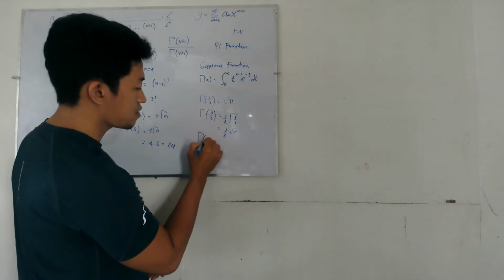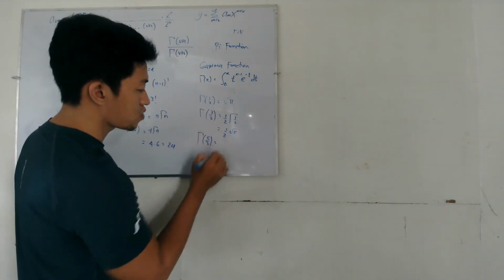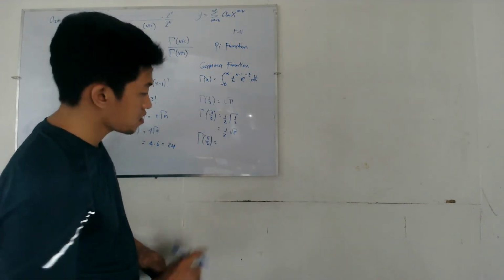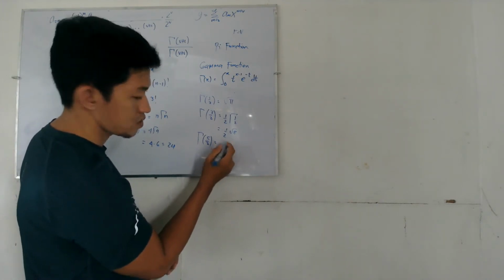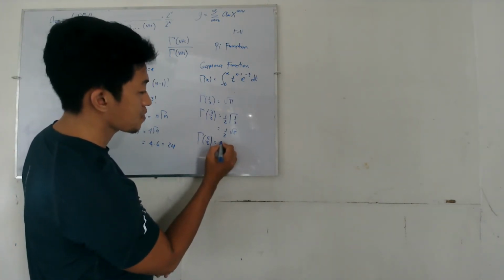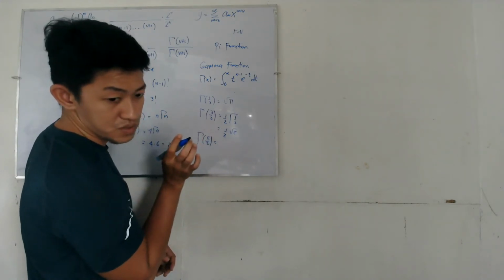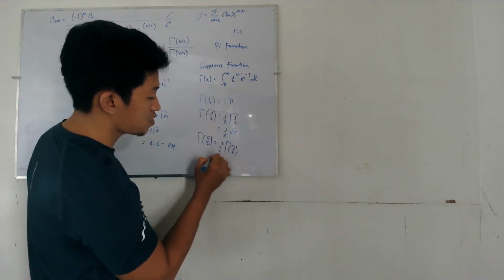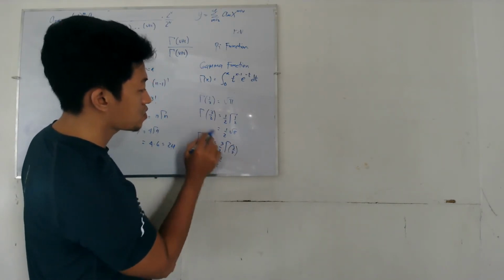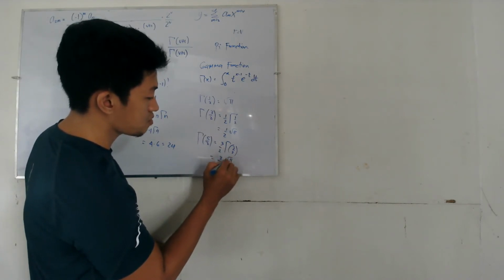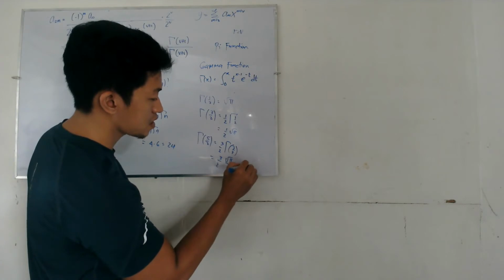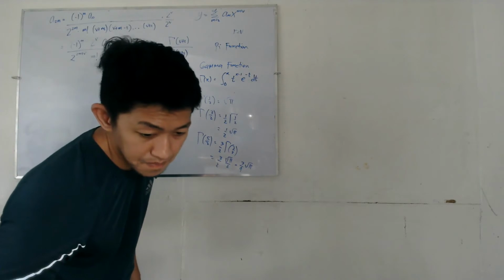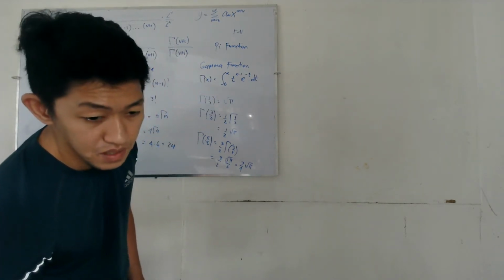Gamma of 5 over 2. Gamma of 5 over 2 is, with n plus 1 equal to 5 over 2, n is 3 over 2. So you have 3 over 2 gamma of 3 over 2. So you have 3 over 2 times square root of pi over 2. So you have 3/4 square root of pi. Okay?